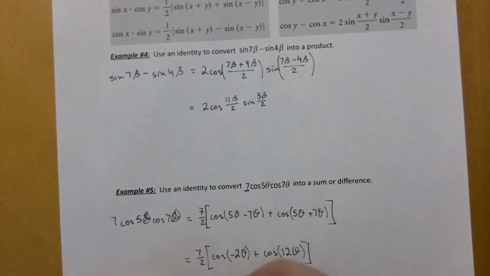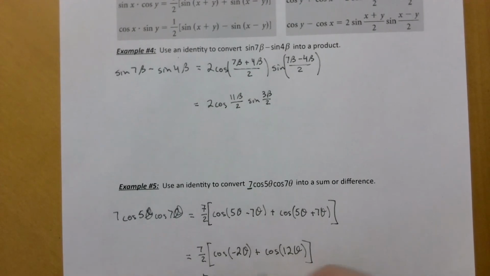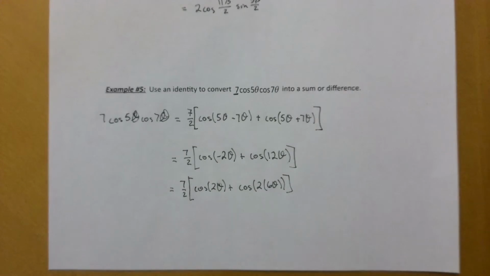So within the parentheses, we could just rewrite this as cosine of 2 theta, because who cares about that negative angle, plus, and just for fun, I'm going to rewrite this as cosine of 2 times 6 theta. Again, I don't know if this is useful. I'm just playing here to see where it goes. Now, I know that cosine of a double angle can be written in 3 different ways. We did that back in 7.3.